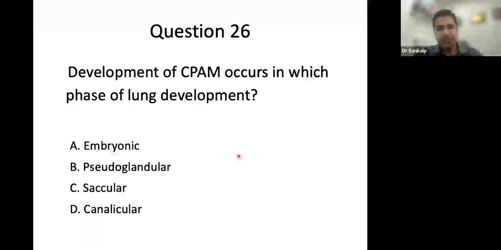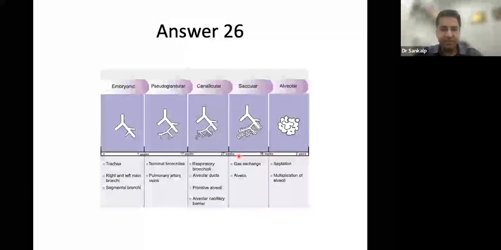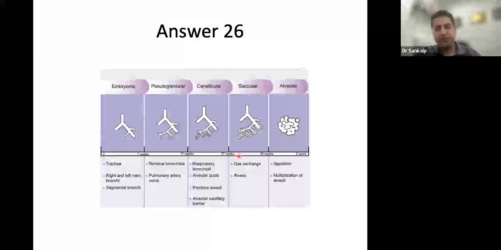Development of CPAM occurs in which phase of lung development? So basically, lung undergoes various stages: embryonic, pseudoglandular, canalicular, and saccular. So I think it is pseudoglandular where the CPAM occurs. On the second stage of lung development, if some abnormal development happens, it leads to CPAM.